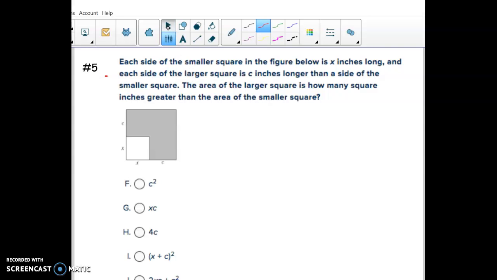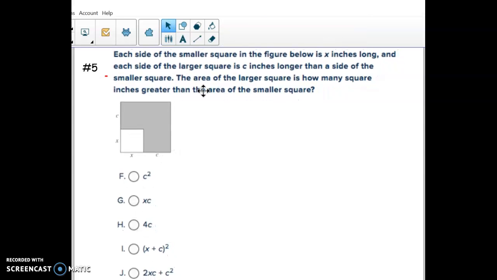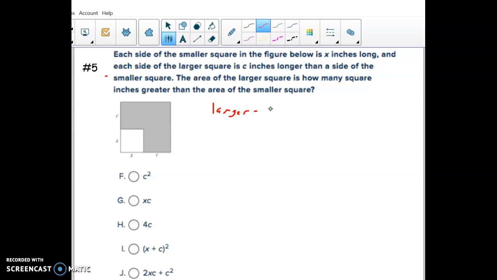All right, number 5. This one's kind of tricky, but it says the area of the largest square is how many square inches greater than the smaller square. So basically, we want to know how much greater the larger one is. So we have to do larger minus the smaller. Sorry for the terrible handwriting there.